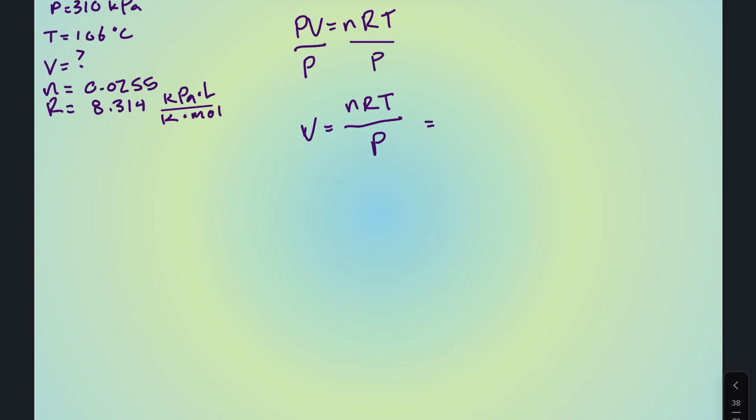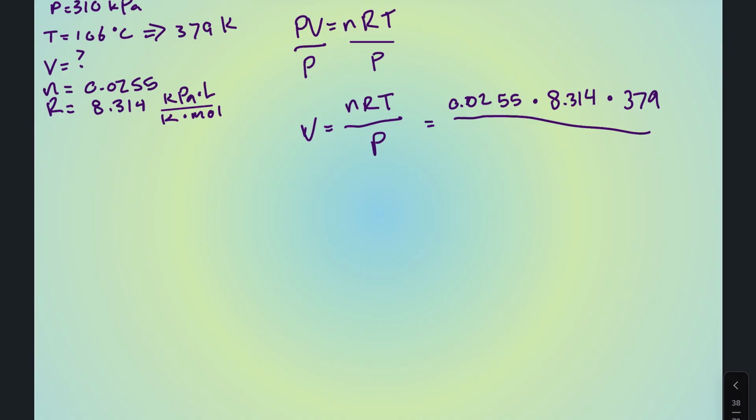So we have n, which is 0.0255, times R, which is 8.314, and times T. Oh, we have not converted T yet, so let's go ahead and do that. If we add 273.15 to this, or just 273, we get 379, which is fine. 379 Kelvin. Okay, so 379 is going to be our next value that we put in.